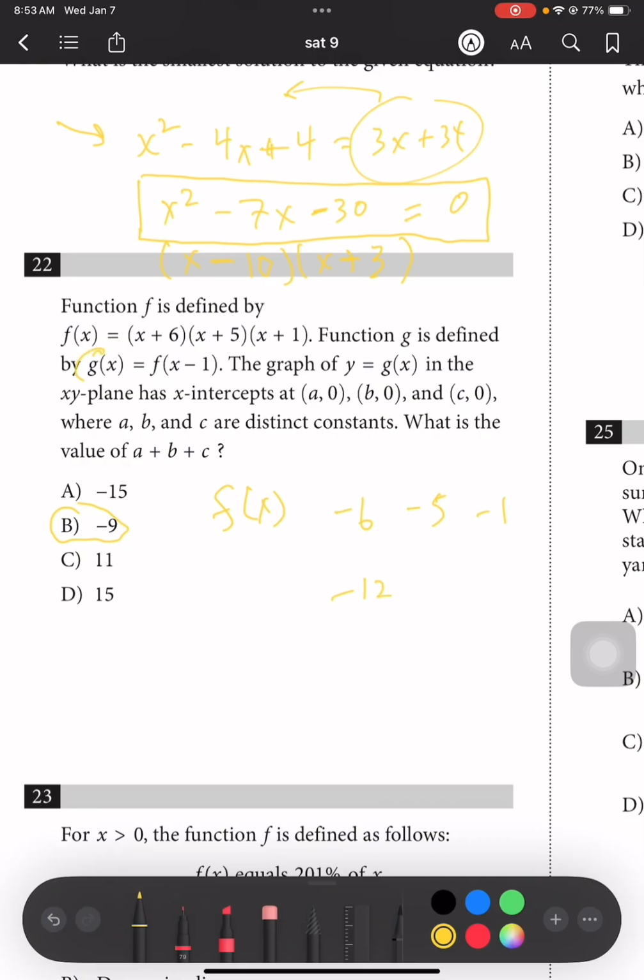But see, for g of x, you want to find the solutions to g of x and sum them. The sum of the solutions for f of x is negative 12. For g of x, they did a transformation, which is horizontal. So you graph this thing. What's it look like? I don't know, like this. Something like that. And you have your zeros here. Let's say that's negative 6, negative 5, and negative 1.